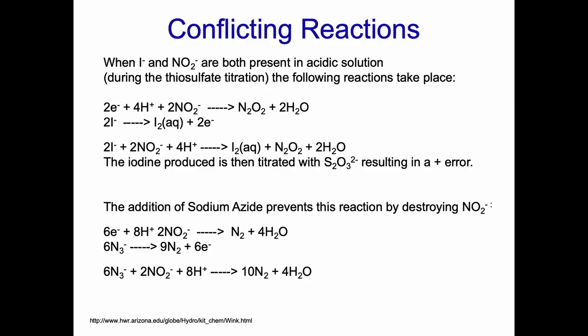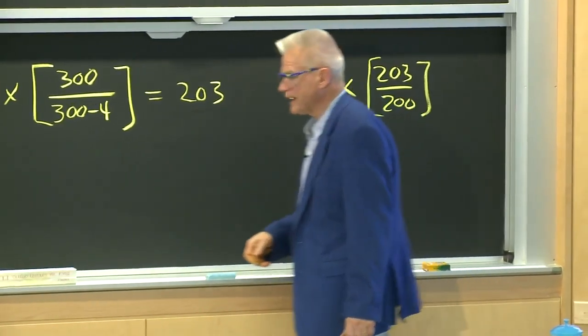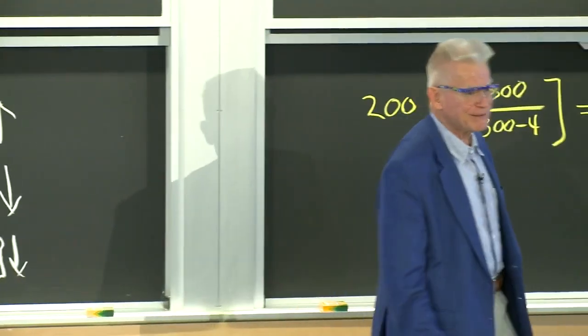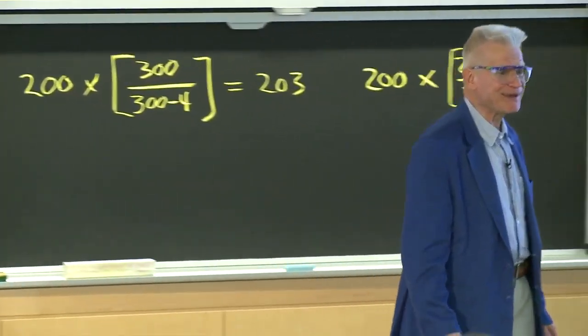I kept mentioning we've got to add this alkaline azide solution. We're actually using the azide modification of the Winkler method. And what is that? Well, there are NOx gases in the atmosphere. What's the nastiest NOx gas that you can think of?